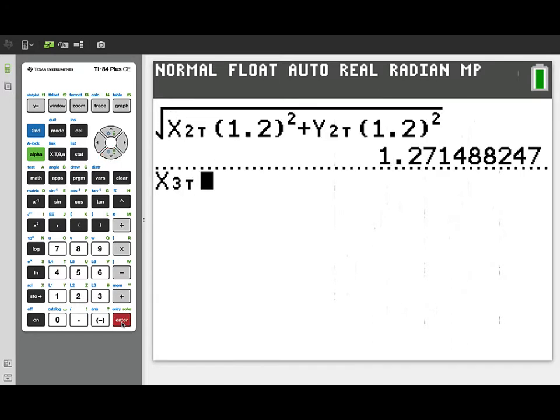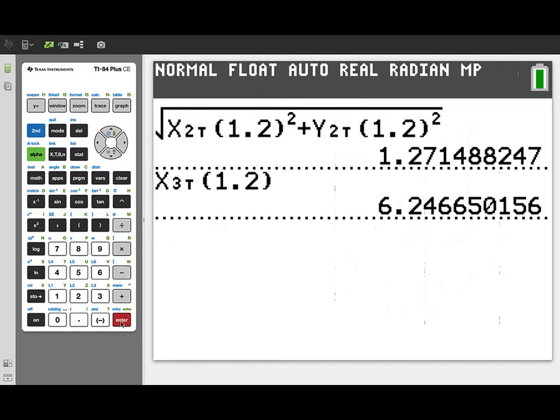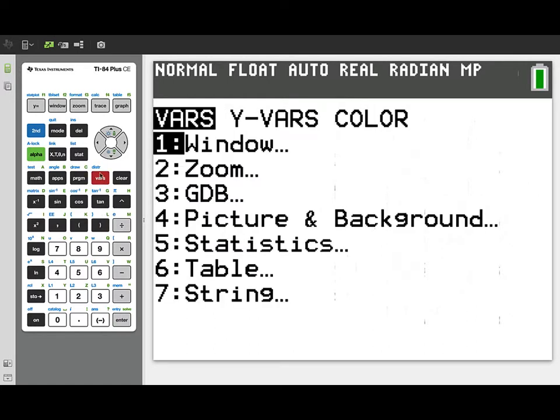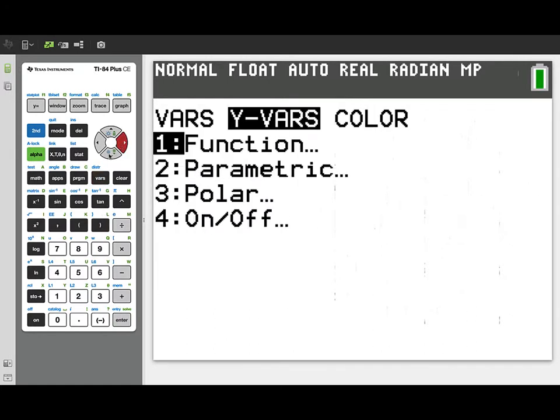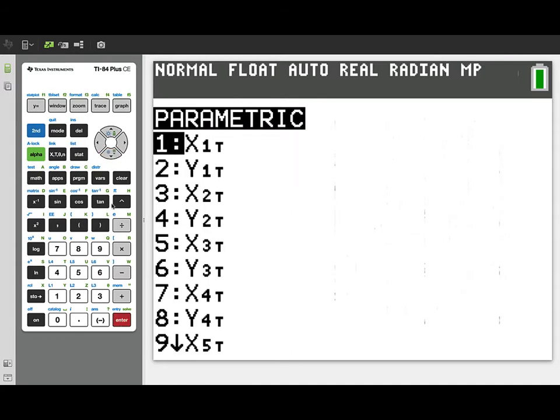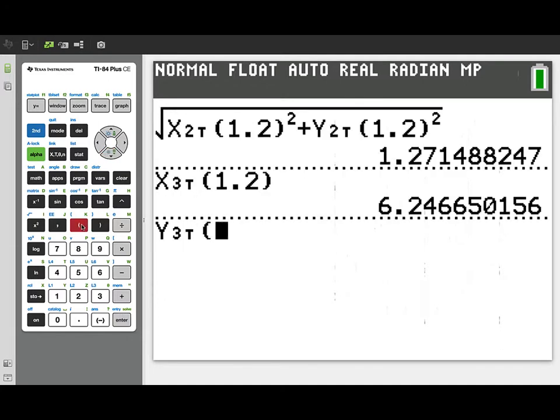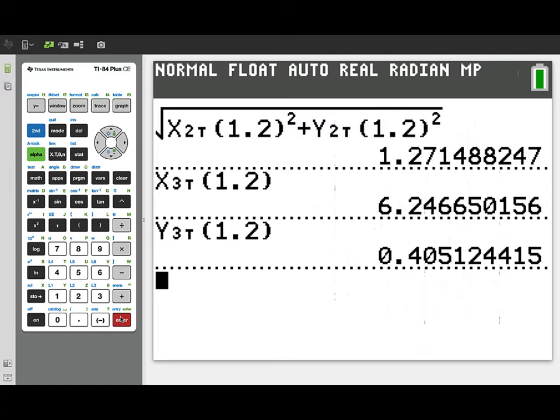So here's x3t. We'll evaluate it at 1.2. This will give us the x component of our acceleration. There it is. Now we'll do the same. We'll retrieve y3t from the parametric y variables menu. Go down, retrieve it, and evaluate that at 1.2. Now that gives us the y component of our acceleration. And there we go. So that's answered part A of this question.